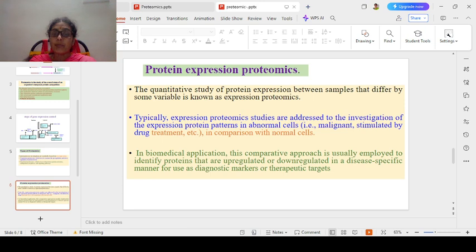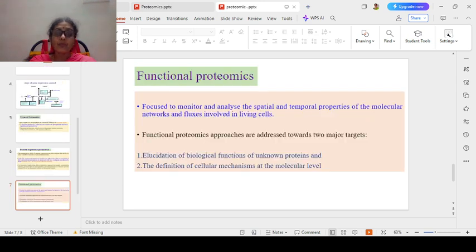In biomedical applications, a comparative approach is usually employed to identify the proteins that are upregulated or downregulated in a disease-specific manner, for use as diagnostic markers or therapeutic targets. Another main branch of proteomic study is functional proteomics.